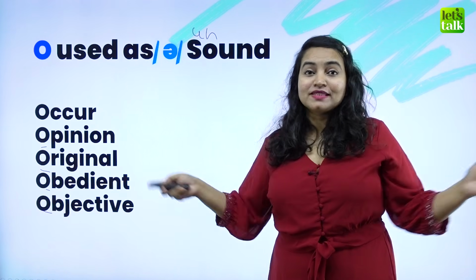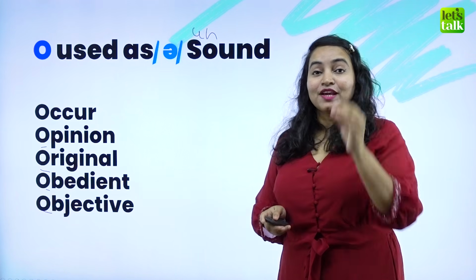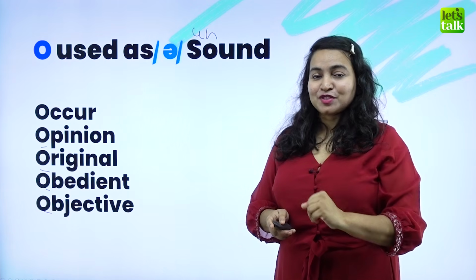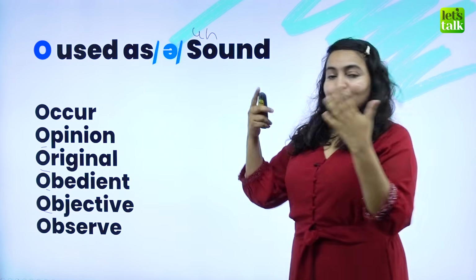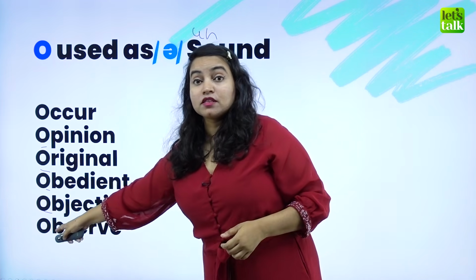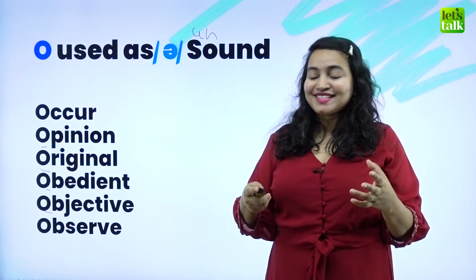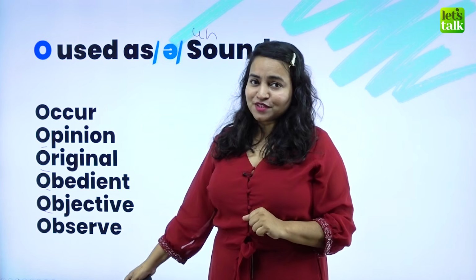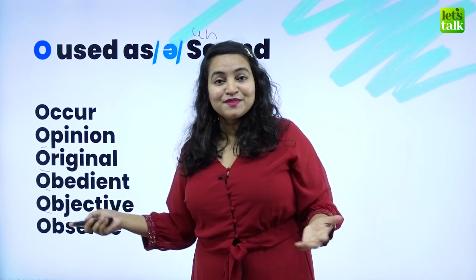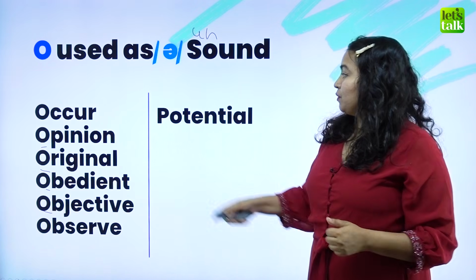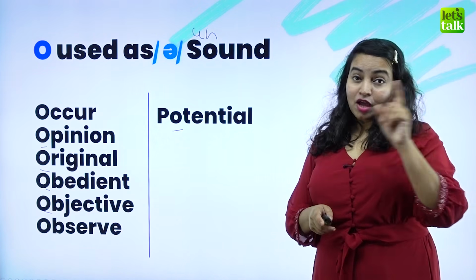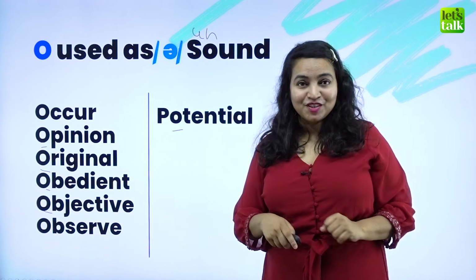A lot of people say objective, which is wrong. You have an objective, which means you have a goal. Let's look at another word, which is observe. A lot of people have to use this word all the time, and you better not call it observe. It is observe. Some more words for you. Potential, not potential, but potential.